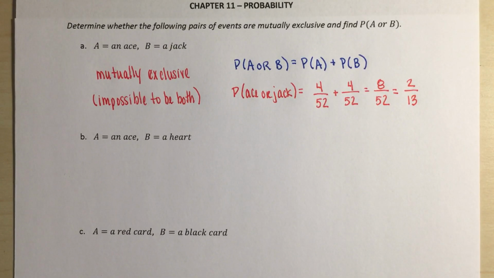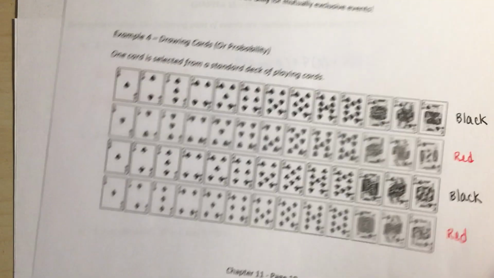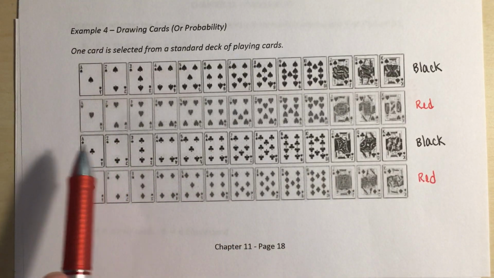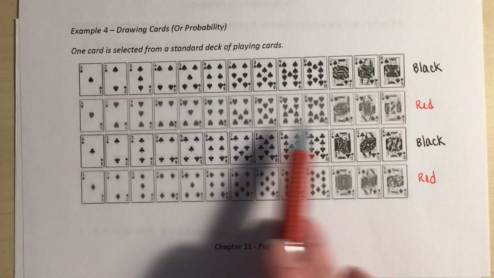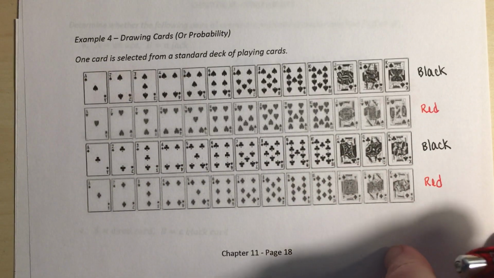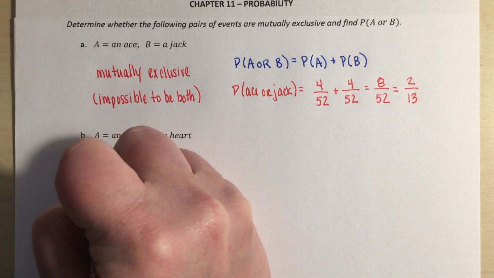For B, we're asked to find our probability of drawing an ace or a heart. So we have aces here. We have a row of hearts here. So it is possible to be both. We do have an ace of hearts. So this case is not mutually exclusive.